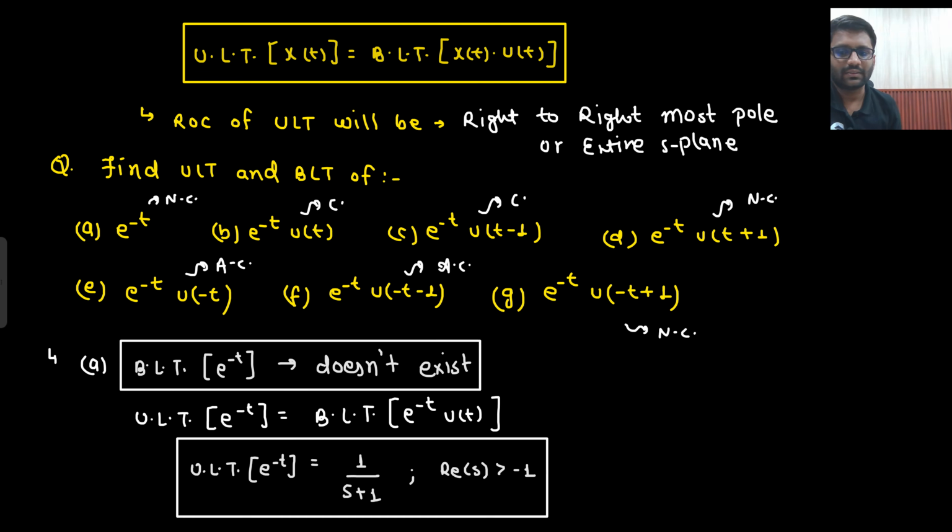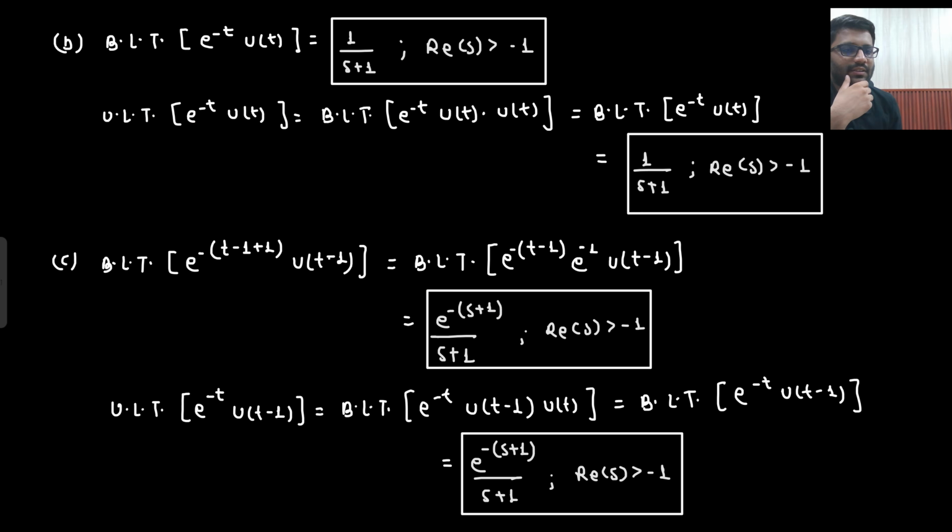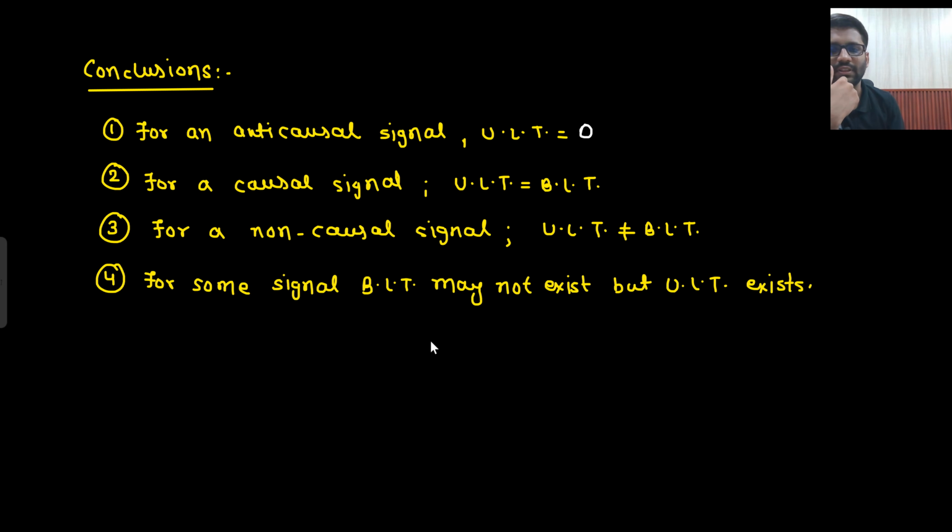Where is the example? Here is the example. For this particular signal, the bilateral Laplace transform was not existing, but the unilateral Laplace transform was existing. So from now onwards I will call it ULT, and this I will call BLT. So ULT exists, BLT doesn't exist. This kind of question can come for 1 mark: which of the statements is true. Anti-causal: 0. Causal: ULT equals BLT. Non-causal: ULT is not equal to BLT. And for some signal BLT may not exist but ULT exists.